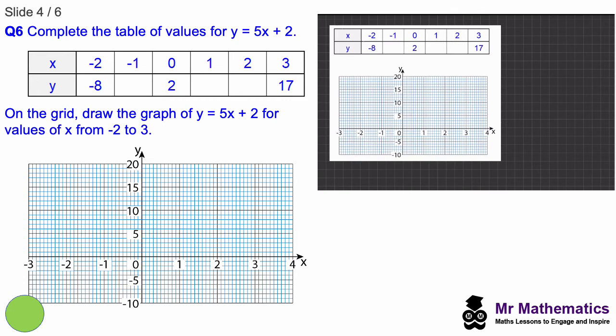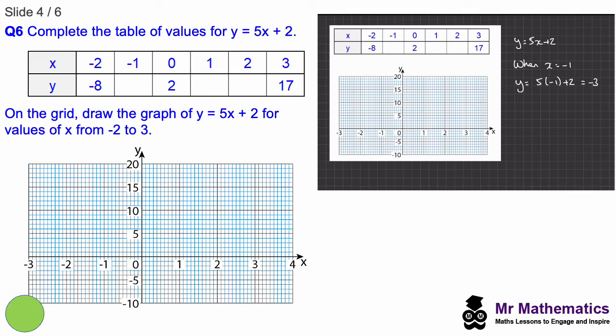So we're going to plot the straight line of y equals 5x plus 2. And we've been asked to work out the value of y when x is negative 1, 1, and 2. So we'll say when x equals negative 1, we'll substitute this negative 1 in place of x into our equation. So we get y is equal to 5 lots of negative 1 plus 2. 5 lots of negative 1 is negative 5. Negative 5 plus 2, negative 3.